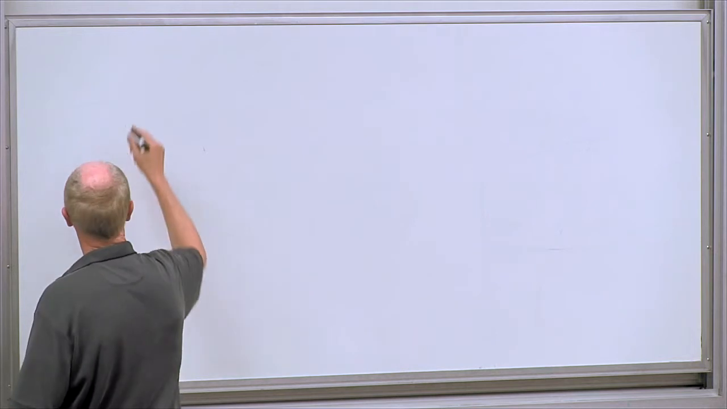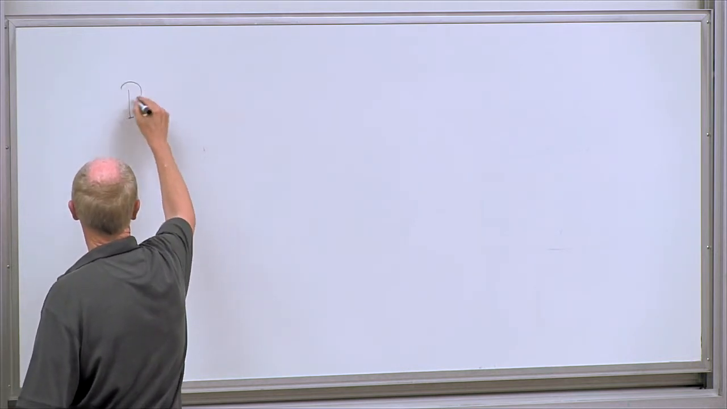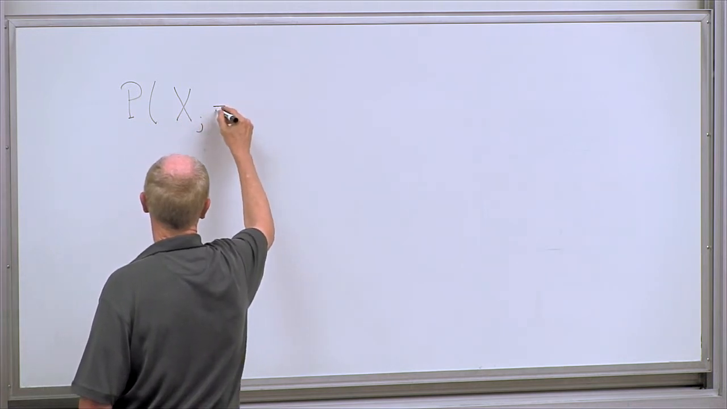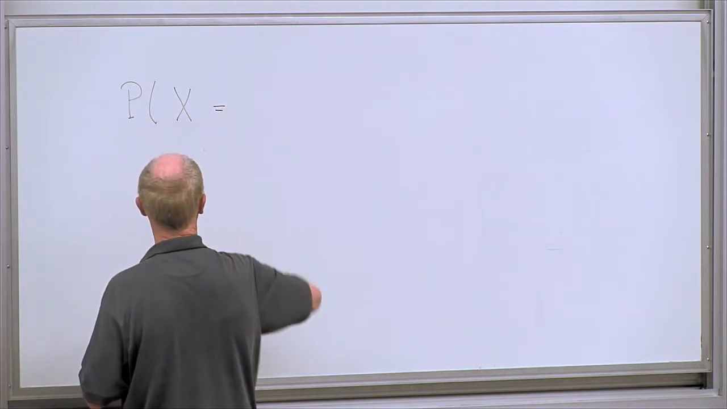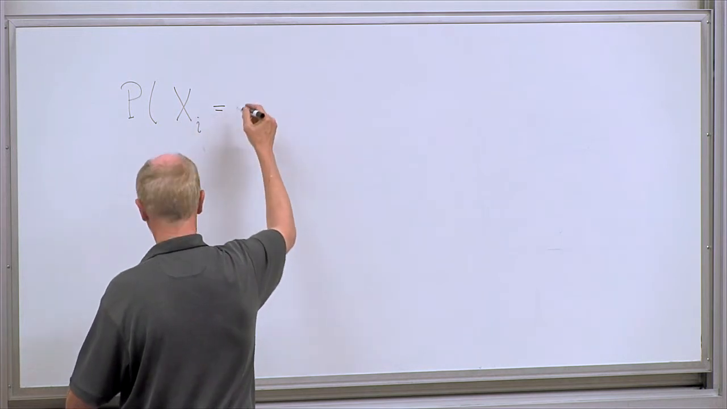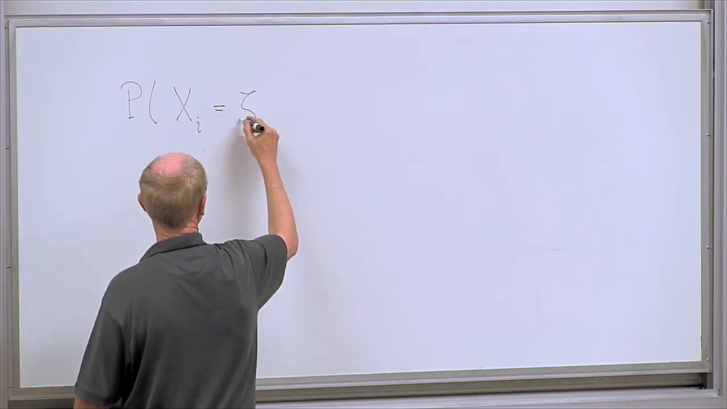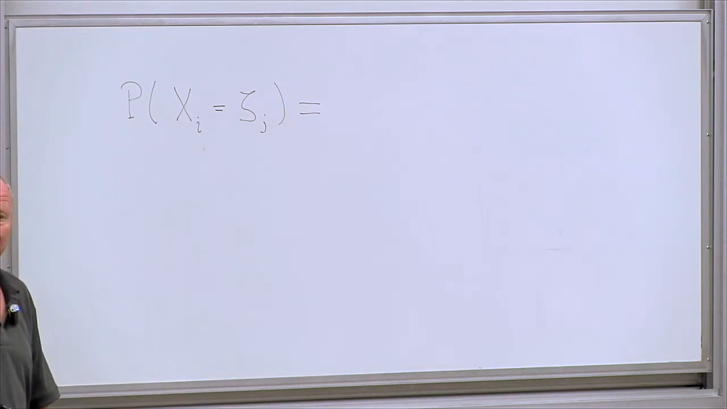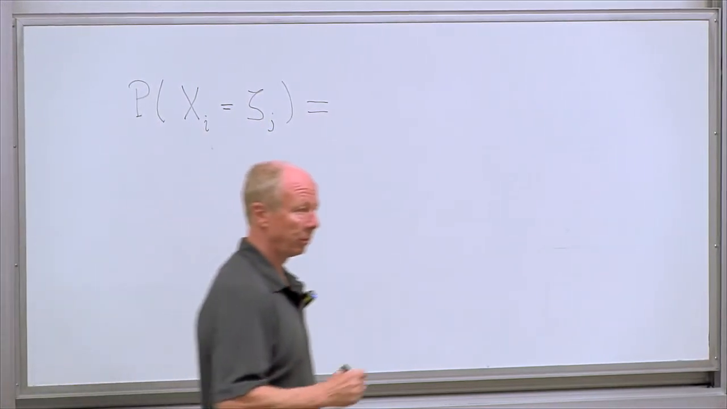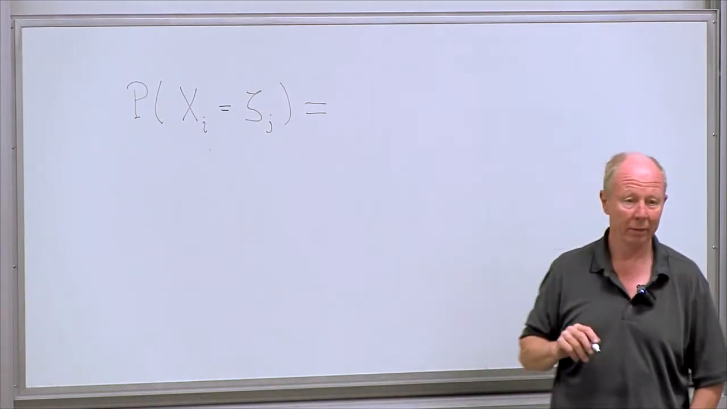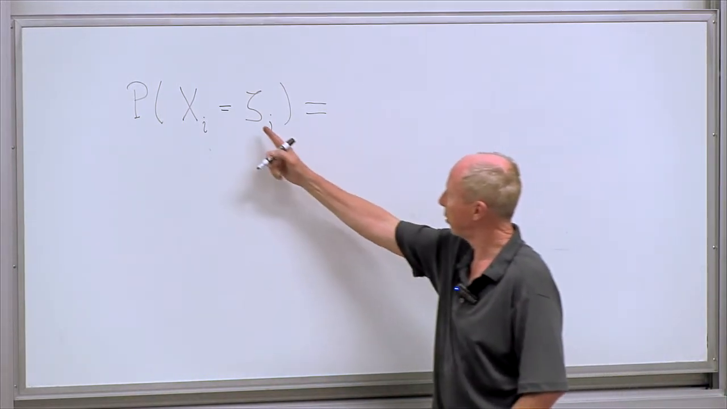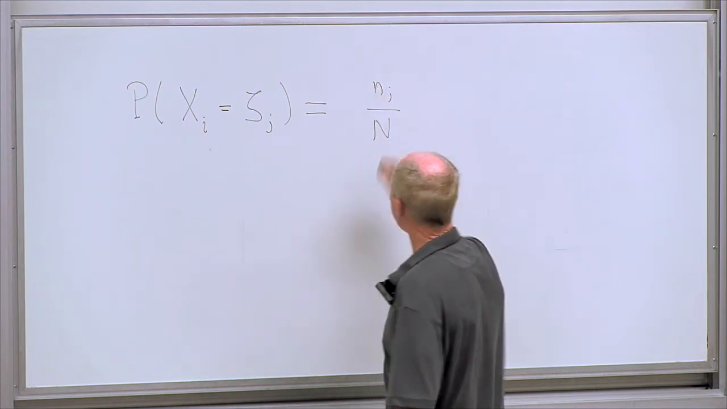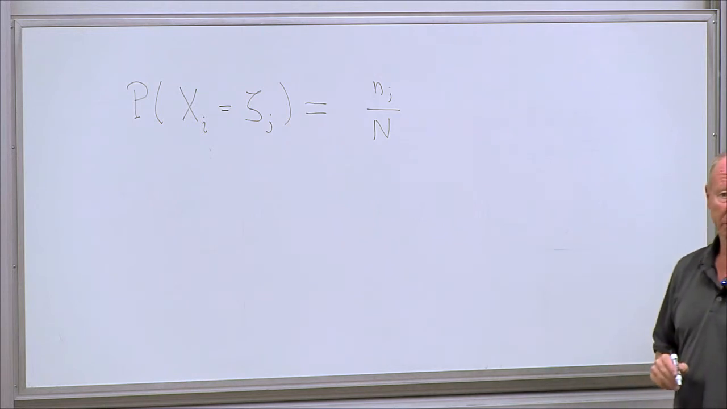Okay, so under that assumption, what's the probability that the jth individual I measure, or let's say the ith individual I measure, or sample, has a measurement C sub j? However many different values there are of that, divided by the total number of values.